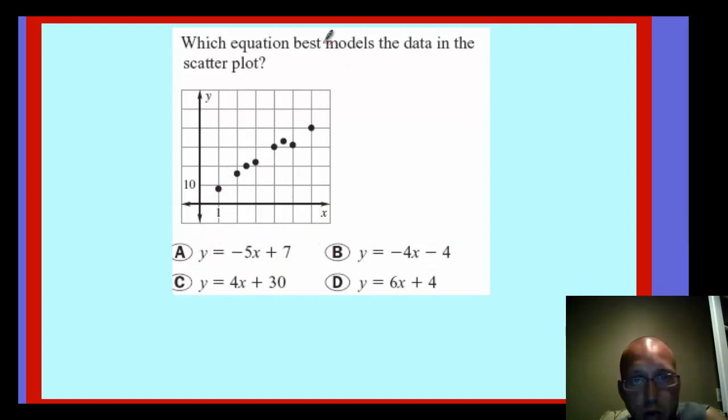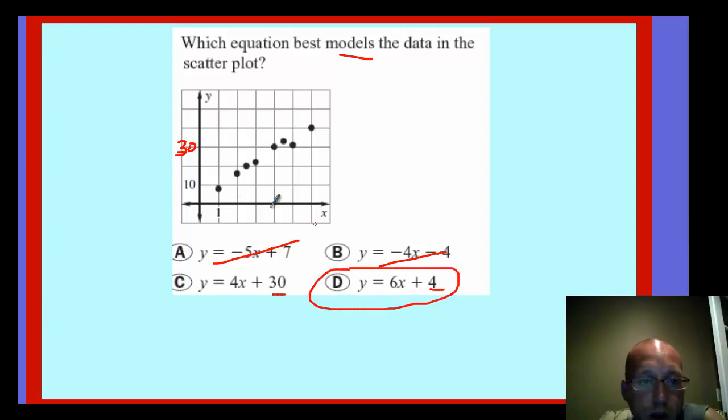So in here, when we're trying to write the best model for this, we're looking at the positive slopes, we're increasing. So right away I can get rid of the negative slope one. So right now we're down to 4x and 6x, which both seem plausible. But then we look at the y-intercept. One's at 4 and one's at 30. Well, 30 is way up here. And obviously 30 is not going to be a good y-intercept. So it has to be D. Y-intercept of 4, and then an increase of 6 over 1.